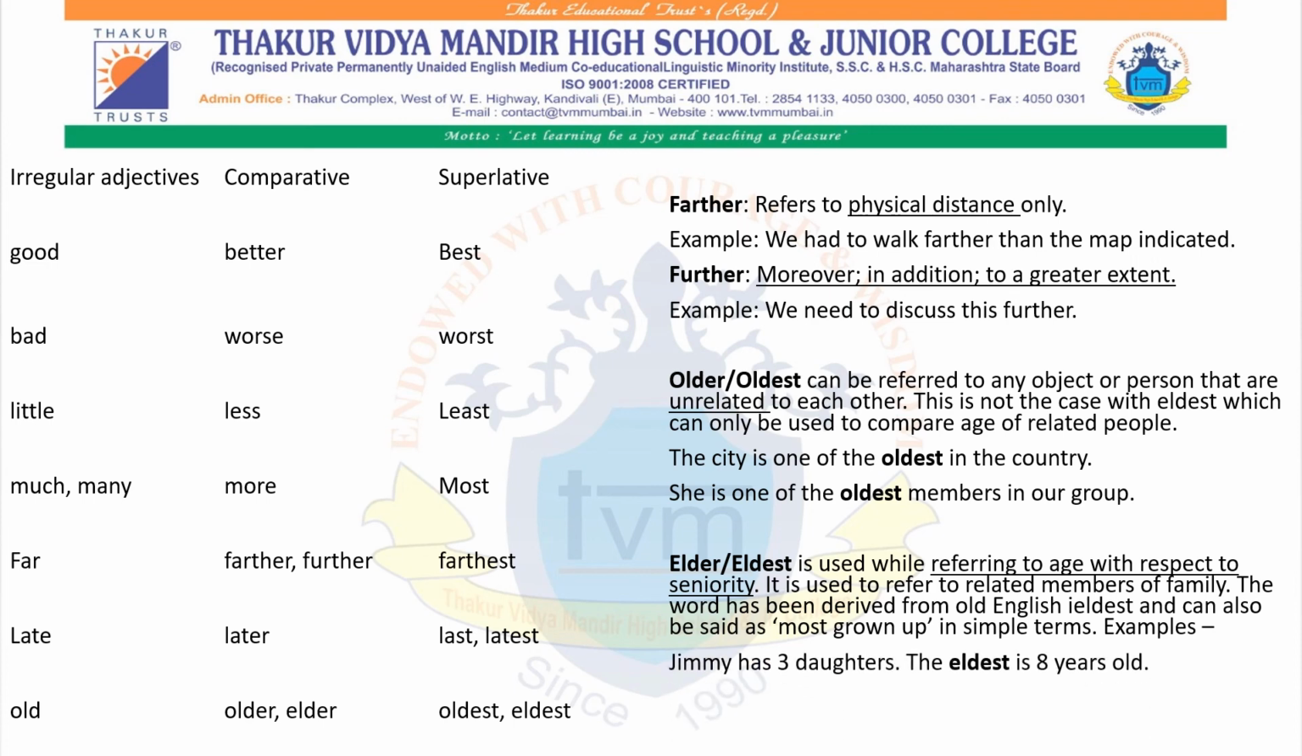Example: Jimmy has three daughters. The eldest is 8 years old. So it is related, that is, in relation: of three daughters, the eldest in terms of age is 8 years old. The eldest person in this group is my mother. That is in age, but not necessarily the first person to join the group. So we have learned the difference between farther and further, and also older, oldest and elder, eldest.